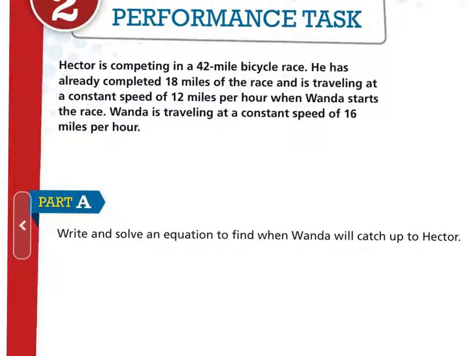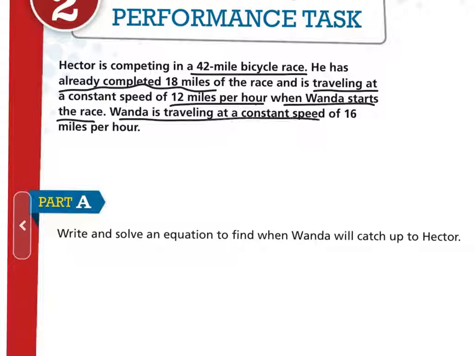Hector's competing in a 42-mile bike race. He has already completed 18 miles and is traveling at a constant speed of 12 miles per hour when Wanda starts the race. Wanda is traveling at 16 miles per hour. So write and solve an equation to find when Wanda will catch up to Hector.